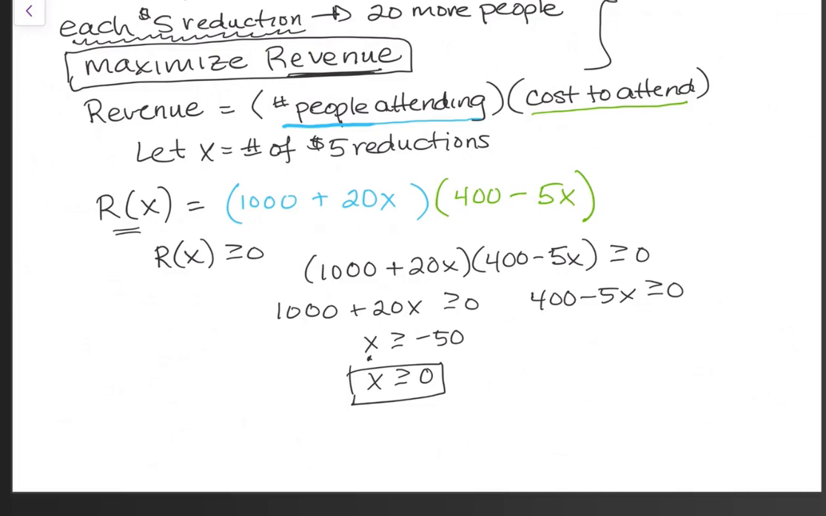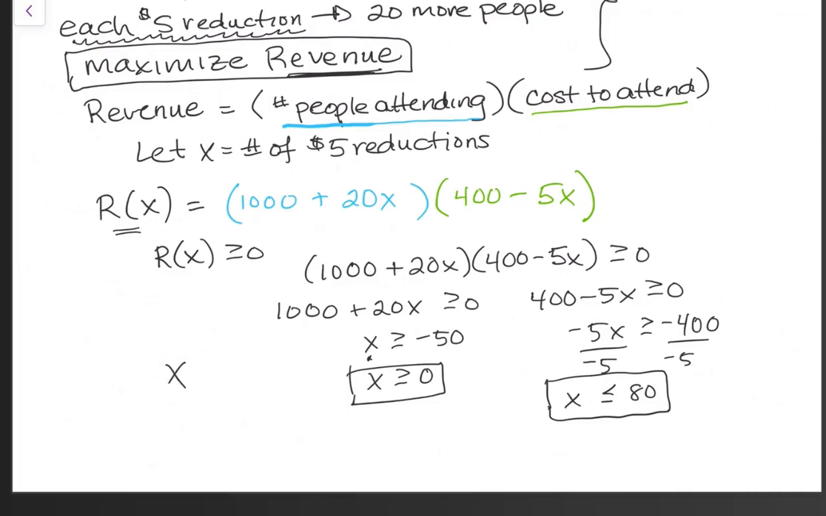because it doesn't make sense to have any negative values for X. Now in the second inequality, I subtract 400, and then I'm going to divide by -5. Remember, anytime you divide by a negative, that flips your inequality. So I get X is less than or equal to 80. So we have some restrictions on X that say X must lie between 0 and 80. So this is an absolute max or min problem on a closed interval from 0 to 80.